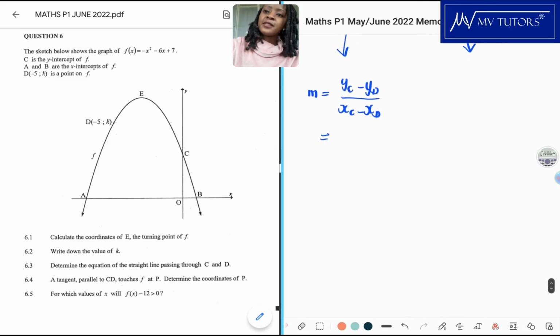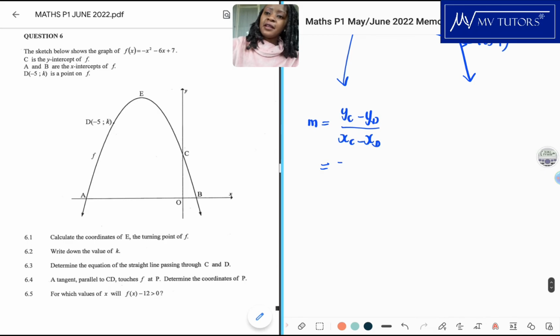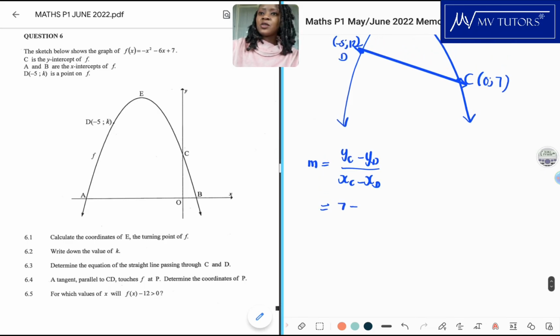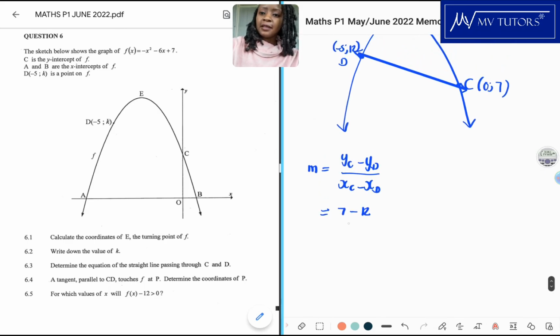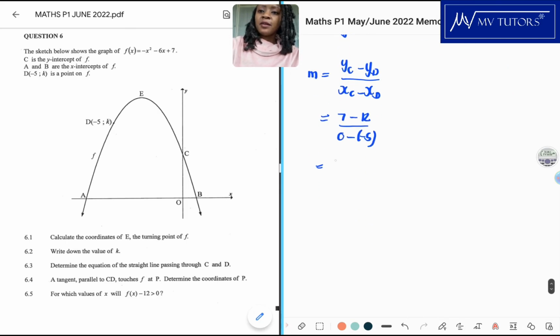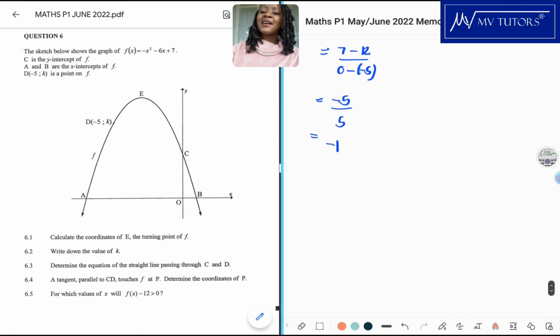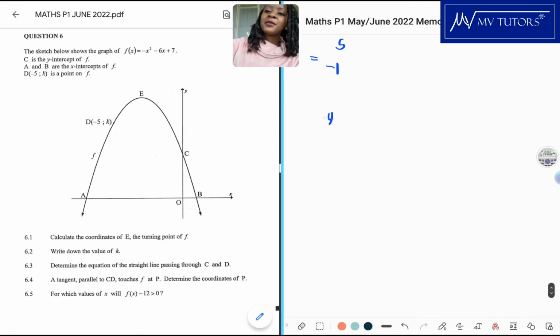The y value of C is 7 and the y value of D is 12. The x value of C is 0 and the x value of D is minus 5. So 7 minus 12, that is minus 5, over 0 minus minus 5, which is positive 5. Yes, our gradient should be negative. So my gradient is negative 1 because from D to C it is going down. So I have a point and I have a gradient.